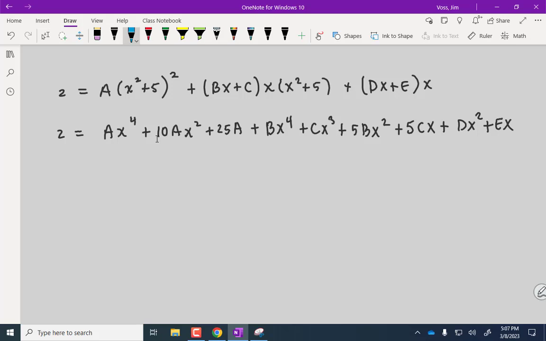Yeah. Okay, so let's go through this in terms of highest power first. What is the power of x to the 4th on the left? 0 equals a plus b. What is the power of x cubed on the left? What's the power of x cubed on the right? Isn't it just c? C. Power of x squared is 0. Power of x squared is 10a, and then 5b plus d.